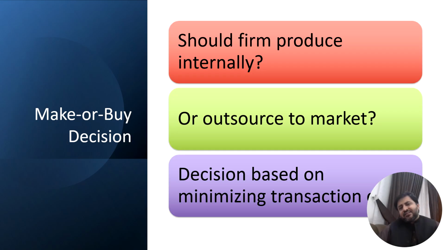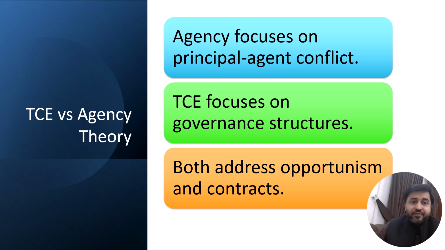Make or buy decision. First of all, firms decide whether they should make something internally or outsource it to the market. The decision is based on minimizing the transaction cost. If transaction cost is high, then they prefer to outsource. If specificity is not involved, as we understand. If the specificity is involved, then definitely we bear the cost and we make things internally.